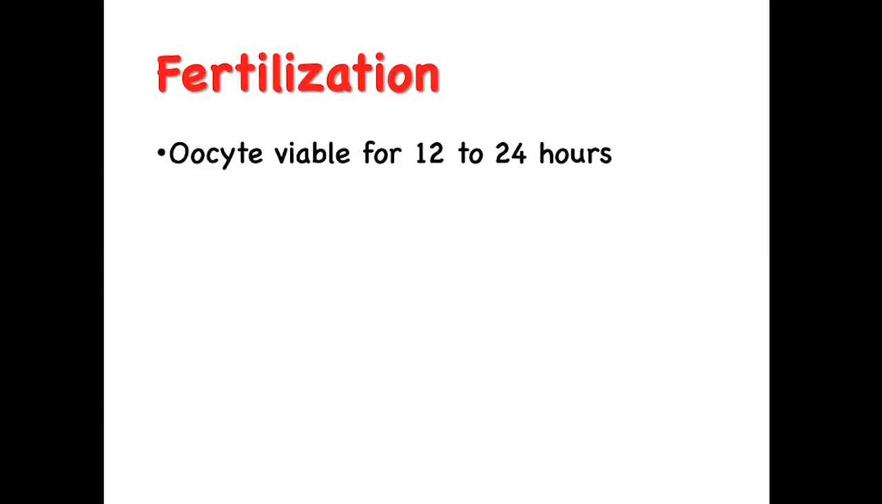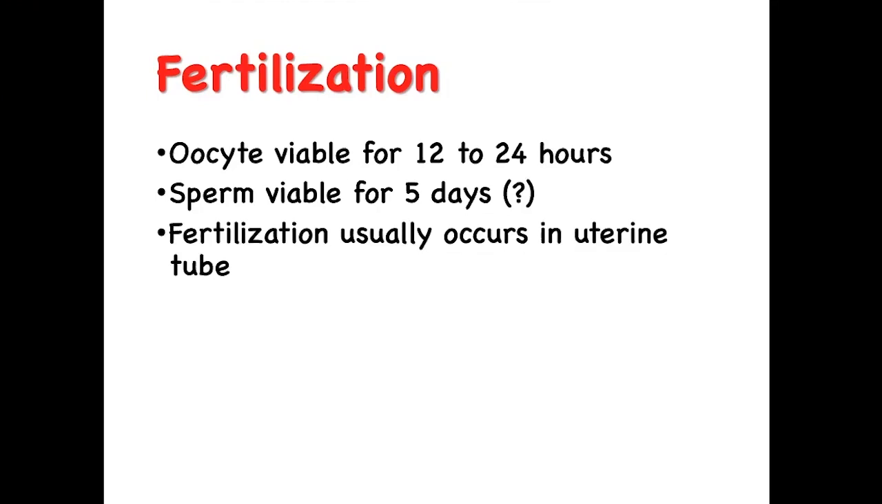Finally, let's look at fertilization. A secondary oocyte is viable for 12 to 24 hours, whereas a sperm is viable for 3 to 5 days. Fertilization usually occurs in the ampulla of the uterine tube or fallopian tube.